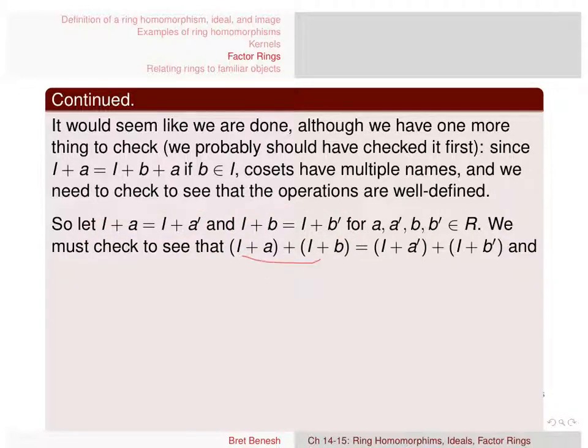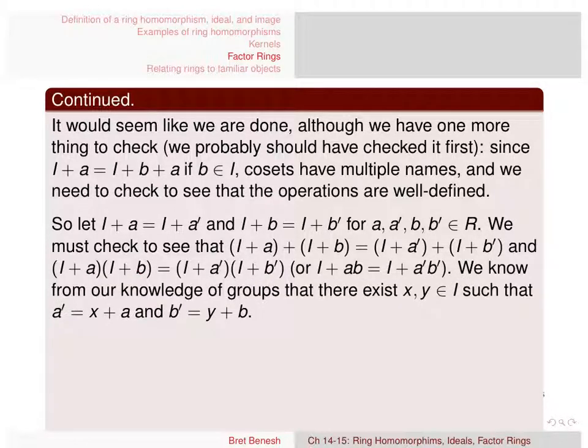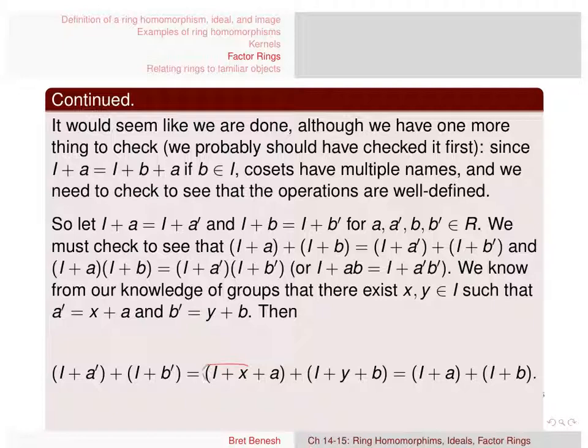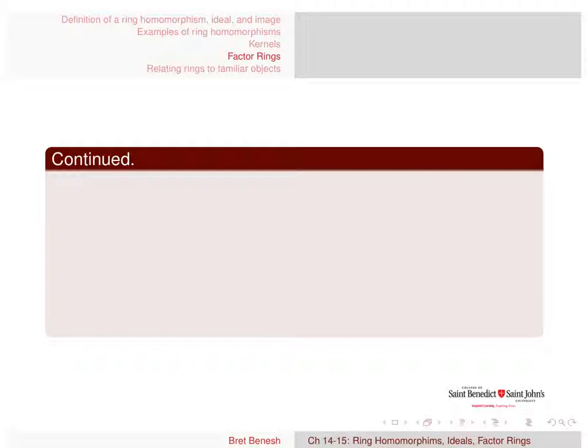Okay, we're going to check to see that the addition works out. It actually will, because this is just a group quotient, but we'll recheck it anyway. We'll also make sure that the multiplication works out. So from what we know about cosets, we can rewrite these. Then when you add them together, x plus a like that, and then these just get sucked in. That's just equal to I, and that just gets equal to I, so we get that. So addition is well defined.